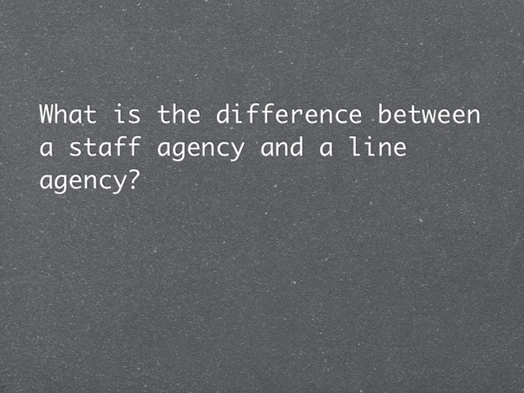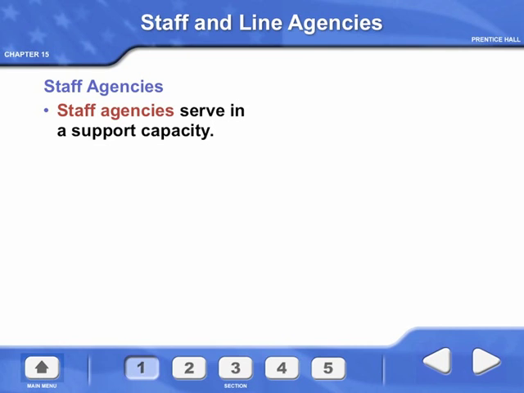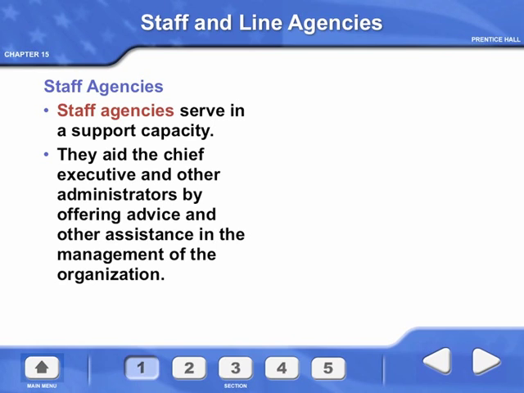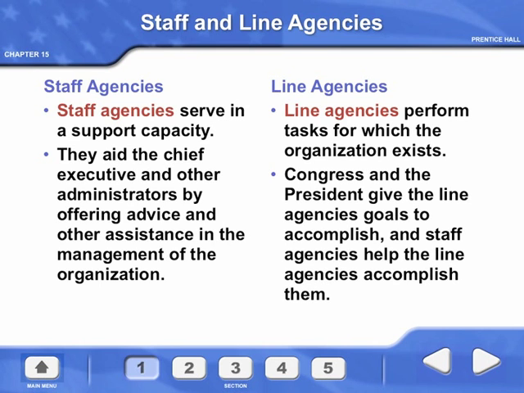What is the difference between a staff agency and a line agency? Staff agencies serve in a support capacity. They aid the chief executive and other administrators by offering advice and other assistance in the management of the organization. Line agencies perform tasks for which the organization exists. Congress and the President give the line agencies goals to accomplish, and staff agencies help the line agencies accomplish them.